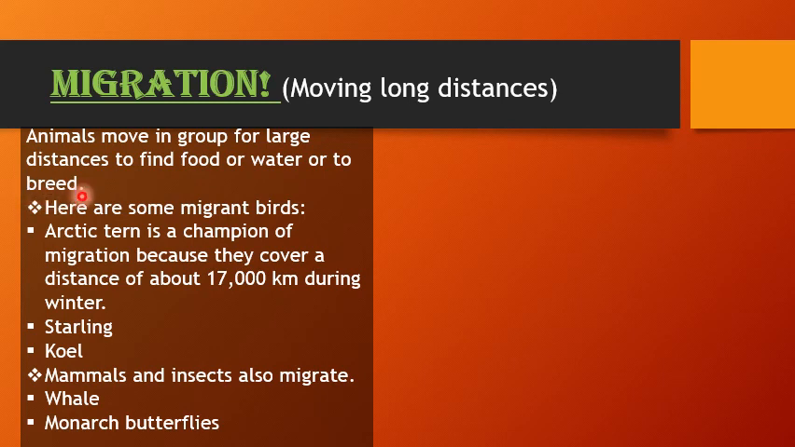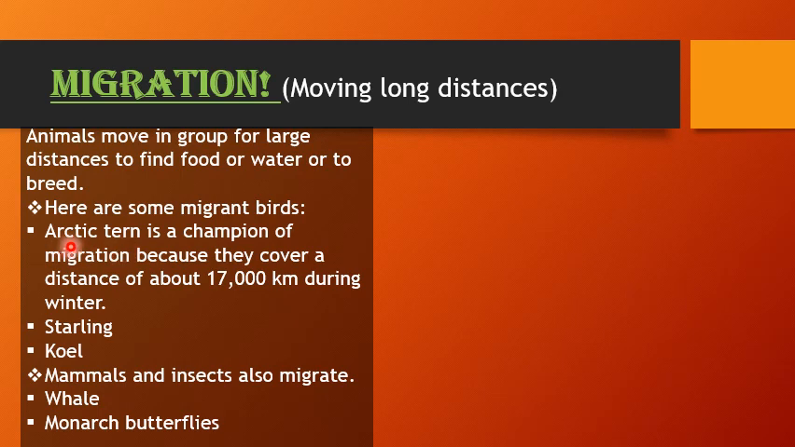As we have discussed, why do animals move? Animals move in search of food, shelter. Another reason is they move to breed or for reproduction. So here are some of the migrant birds. Migrant birds are those birds that cover a long distance.